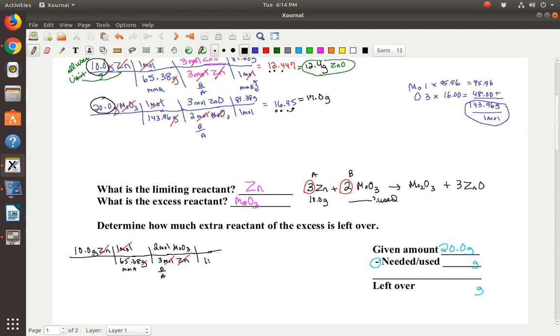So 1 mole, I need the molar mass of the new B. In this case, the B is MoO3. And I already calculated that molar mass right up here at the top. So I get to use the same molar mass, 143.96. Now be careful, this is MoO3 solid. You've got to make sure you get the right molar mass written in. Cancel your units, mole and mole, and now I should be able to know how much I used.